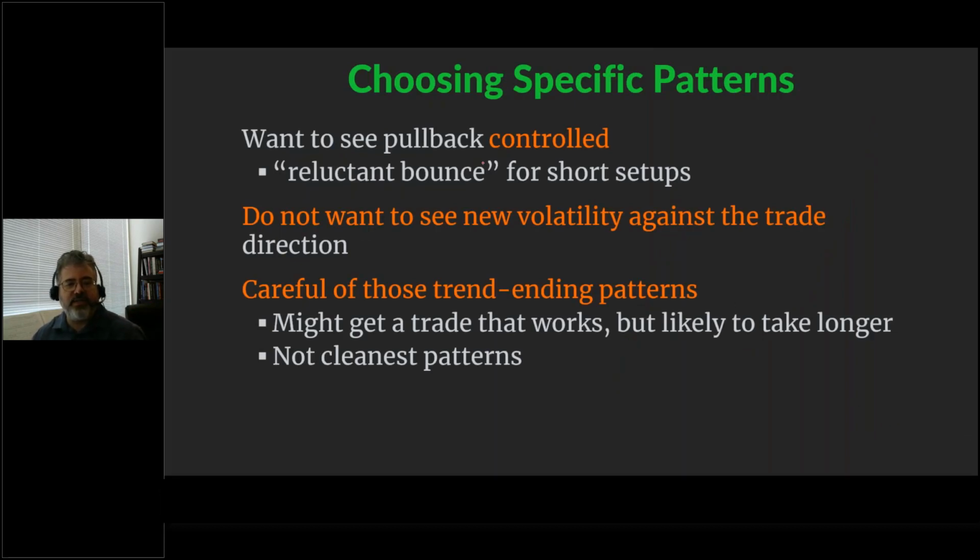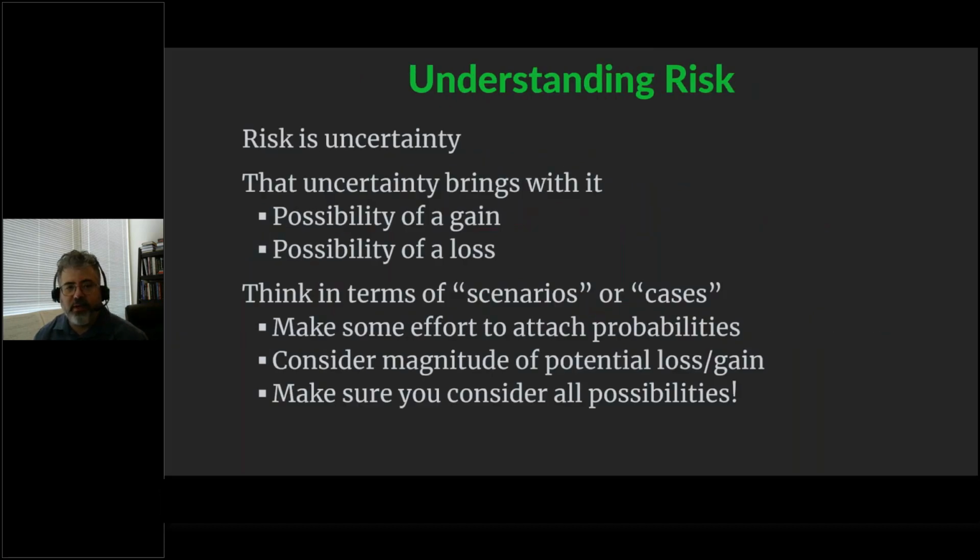Choosing specific patterns, you want to see that pullbacks are controlled. There's a common thread: you do not want to see new volatility against the trade. Generally speaking, if you're looking at a bull flag, where the market goes up, comes down, and you're buying it because you think it's going to go up, you don't want to see a lot of big downward spikes in that. First of all, if you do, it will probably violate the pattern, but it also shows that it's not really a controlled pullback. You also do want to be careful of the trend ending patterns, because even if the trade works, you're likely to need to spend a lot more time consolidating sideways. And that's no fun. Those don't tend to be the cleanest trades, and you simply could have trading rules that avoid places where you see evidence of the trend potentially ending.